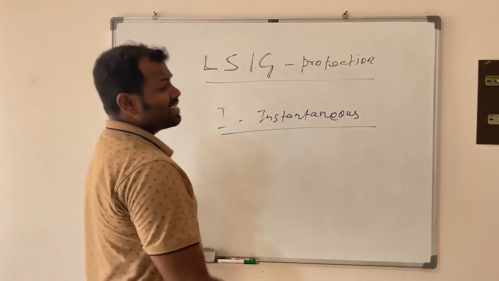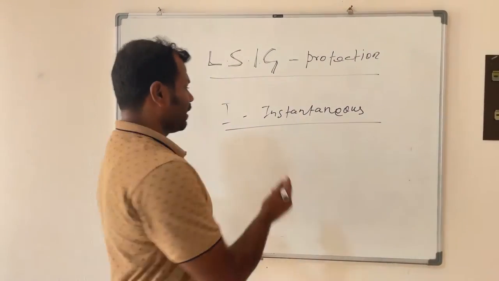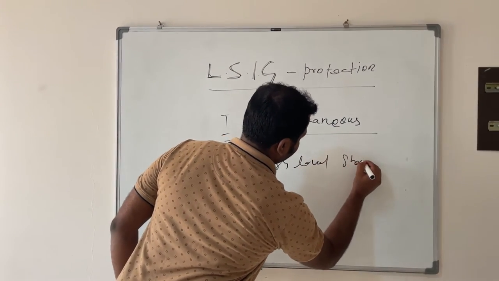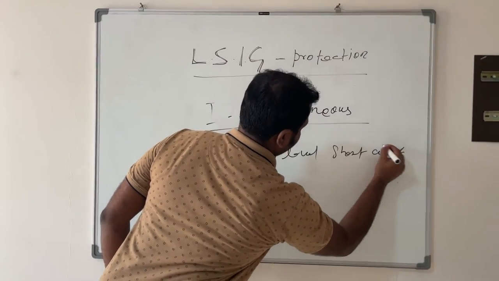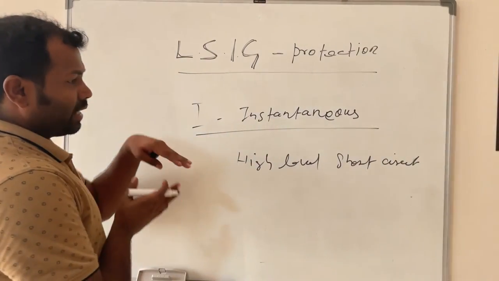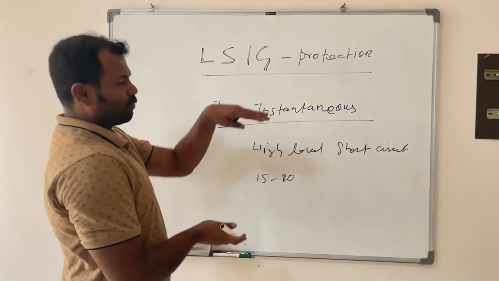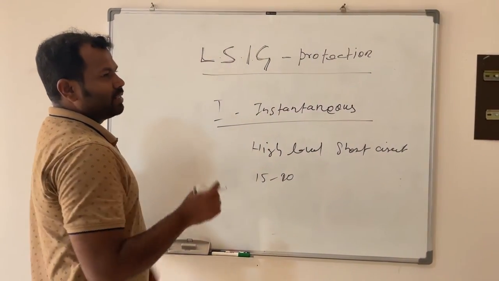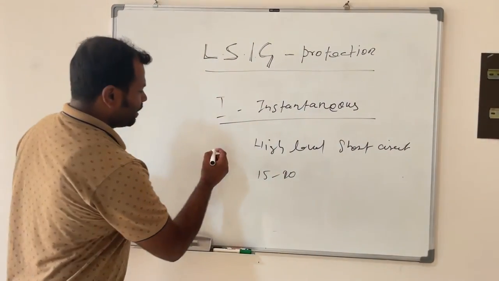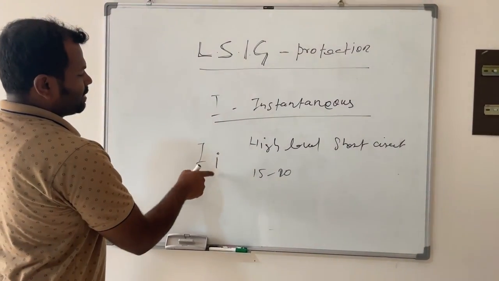High means instantaneous trip. This instantaneous trip will monitor high level short circuits. This trip level has no time delay, and it monitors high level short circuits, like 15 to 20 times the full load current. Once this trip level is activated, it will trip the breaker immediately. This is mentioned as capital I and small i, the instantaneous current.